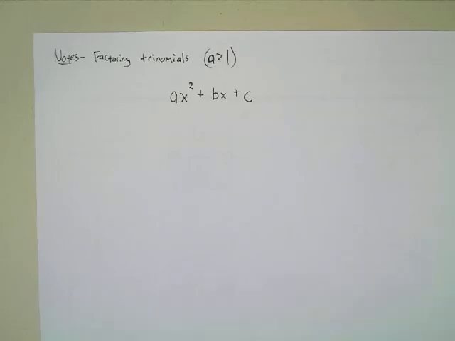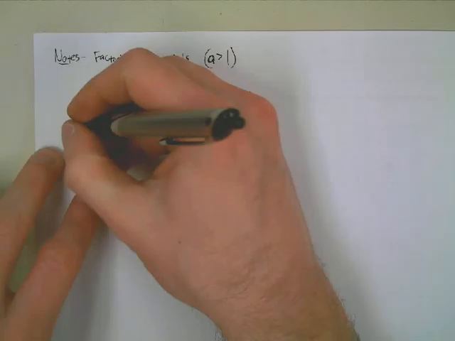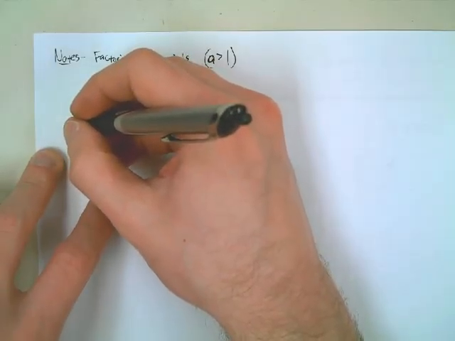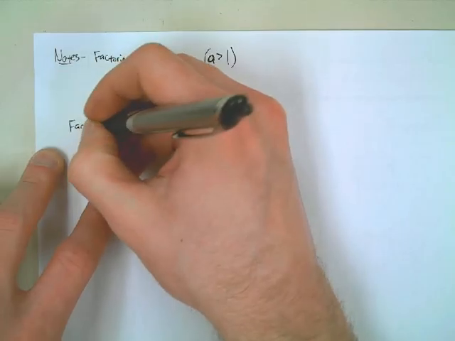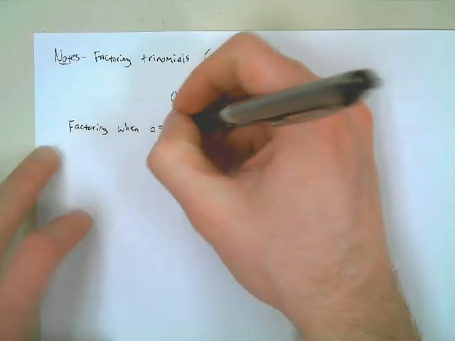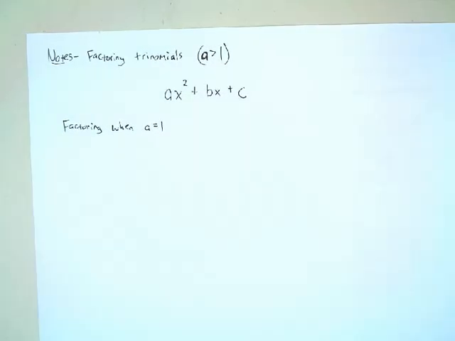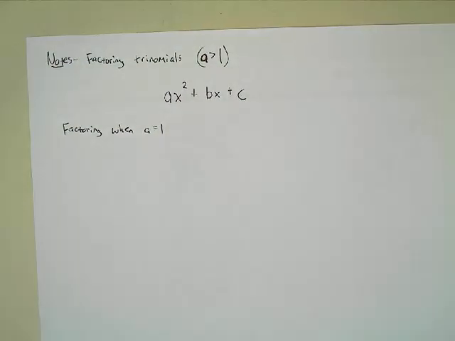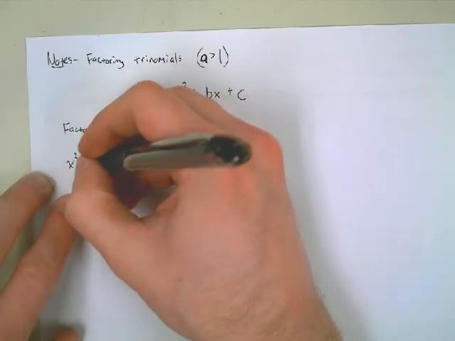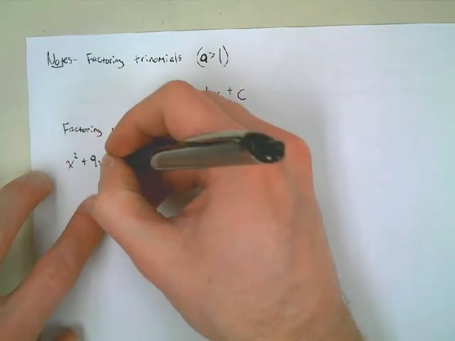Before we get into that, let's refresh our memory a little bit about factoring when a is equal to 1. We'll do one or two of these. Let's say x squared plus 9x plus 18, as an example.